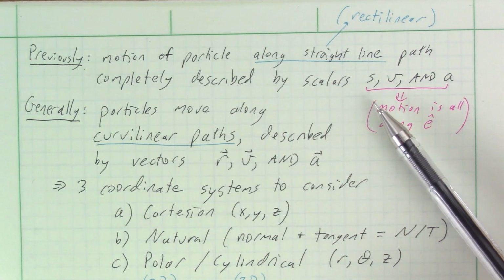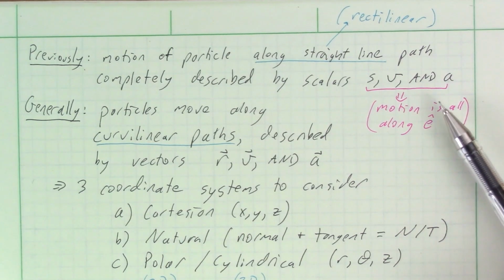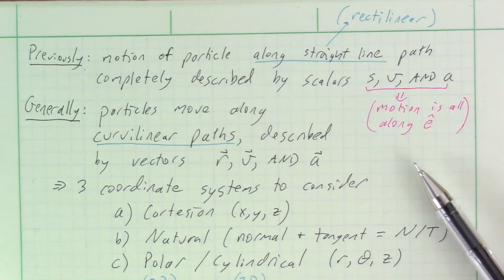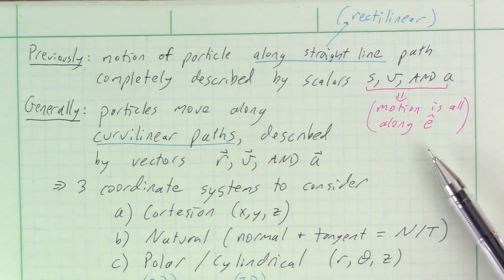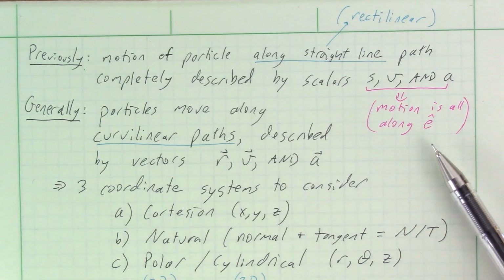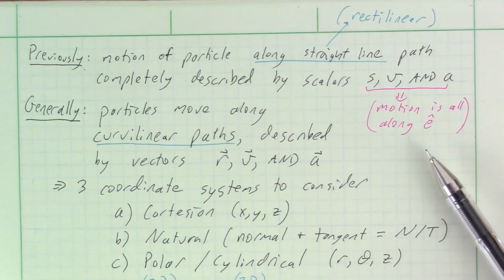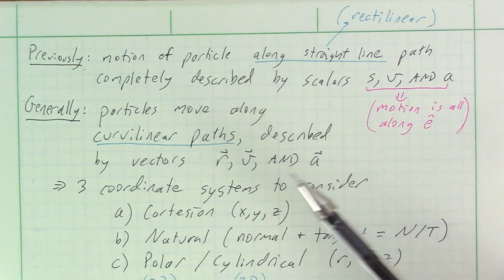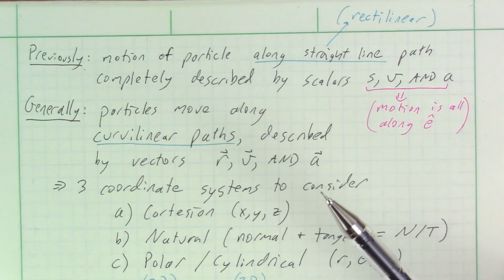S is our coordinate for position along that one-dimensional line. Velocity and acceleration, not vectors here, they're scalars. The direction is all coming in this chosen unit vector e hat, which is just the direction that the motion is along. More generally though, particles continually are curving in space, right?